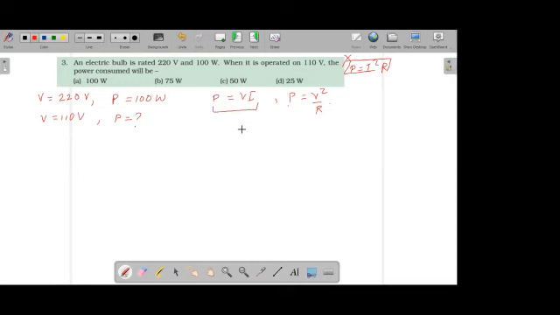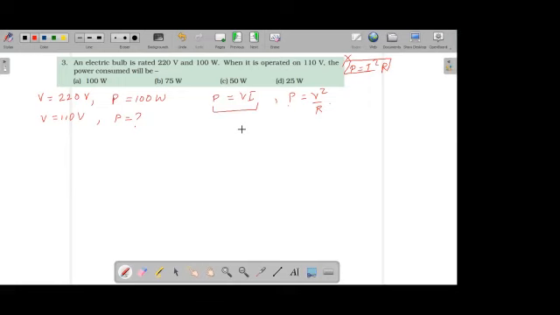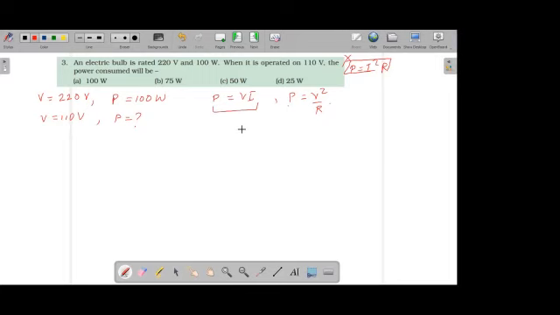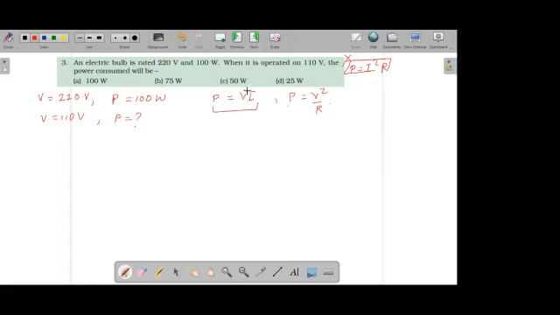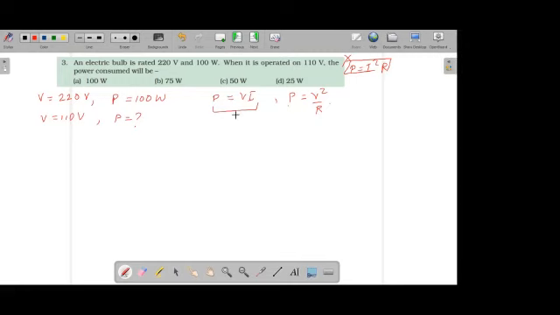Why not V into I? I is not given, sir. So where R is given? R is also not given. So we can substitute R as power. No, wait. R is time, sir. So we can find out R, right? So we can also find I also. Sir, is it because they didn't give us if it was series or parallel, so we don't know if I is constant or not, but then resistance is constant. See, resistance is constant. Resistance will not change. If you change the operating voltage, current will change.